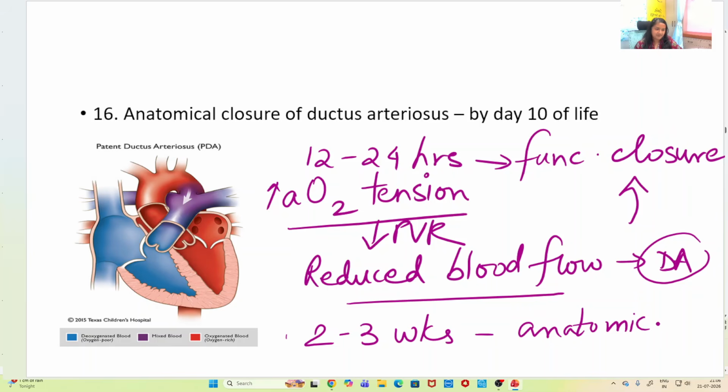Anatomical closure happens in 2 to 3 weeks, but if options are given, then you select the closest one, which is by day 10 of life.